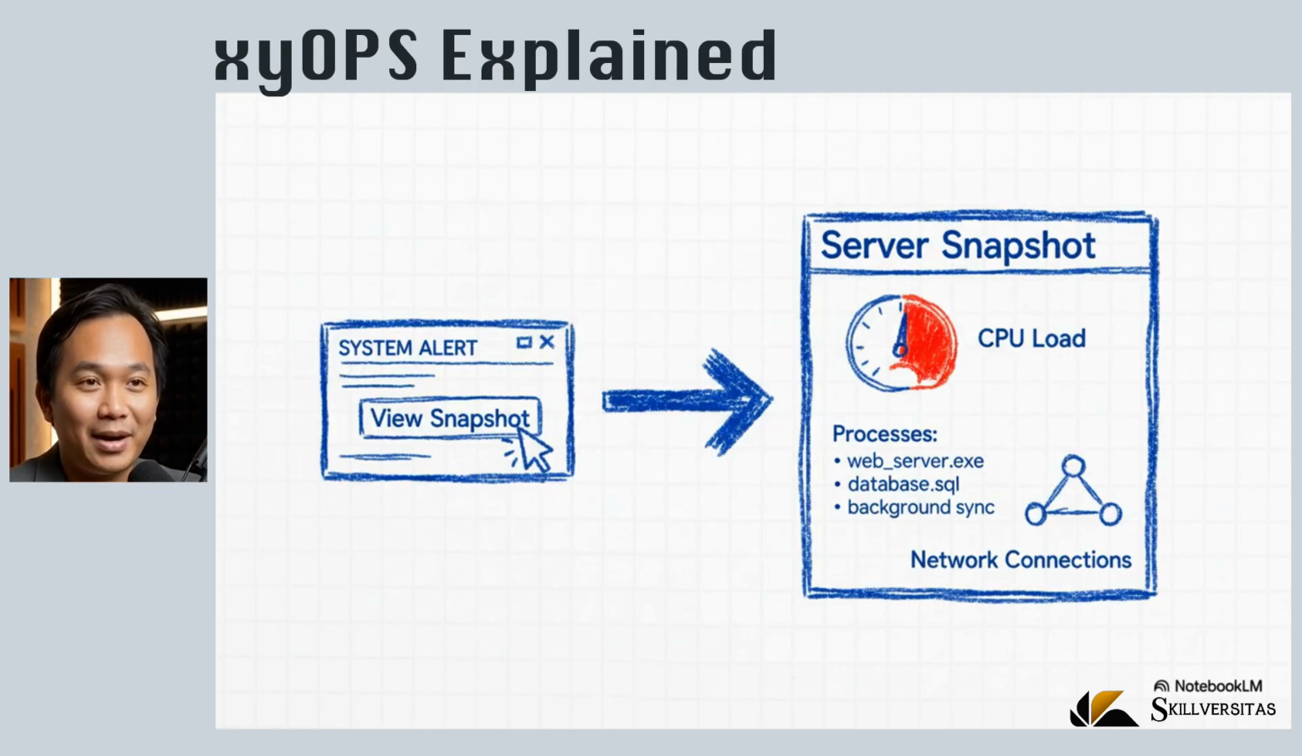And it gets so much better. From that same alert, you're just one single click away from a complete server snapshot. And we're not just talking about some simple log file. This is a super detailed point-in-time picture of every single process, the CPU load, memory usage, and all the active network connections at the precise second that alert was triggered.